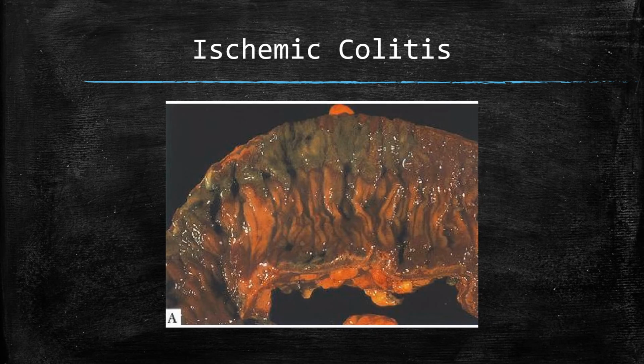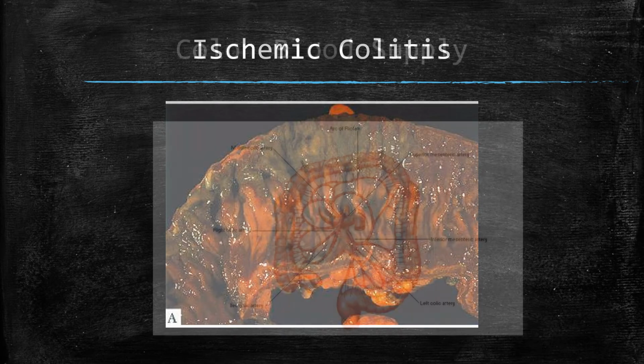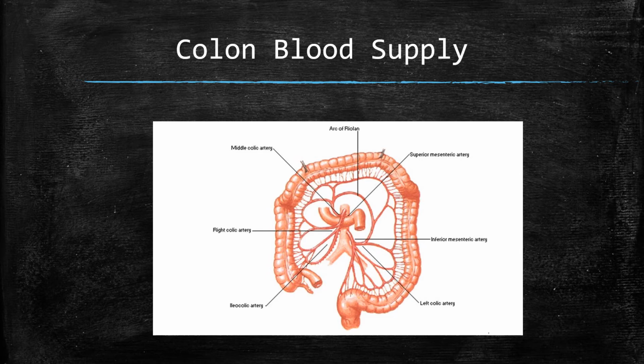Okay, let's shift gears now and talk about ischemic colitis. A brief refresher on anatomy. The right side of the colon is supplied by the superior mesenteric artery, and the left side by the inferior mesenteric artery. There's a very extensive collateral network between these two arteries, primarily via the marginal artery. There is a separate vessel, the arc of Riolan, although not present in a majority of people, that serves as a secondary collateral source.